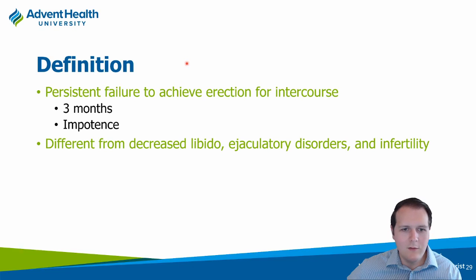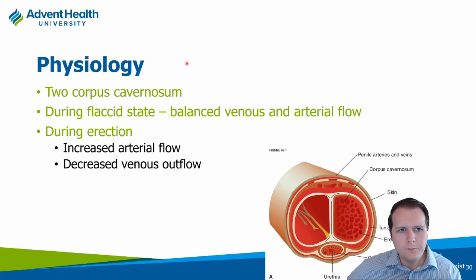So you're going to find that if someone's depressed and they don't want to have sex anymore, that's not going to be what we're talking about here, essentially. There are other ways to help to manage that. So looking at the physiology, we'll see here that in the penis there are 2 corpus cavernosum here, and normally during resting flaccid state, there's pretty good balance here between the venous and the arterial flow. So the amount of blood coming in is equal pretty much to the amount of blood coming out.